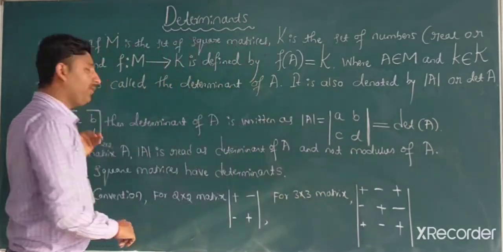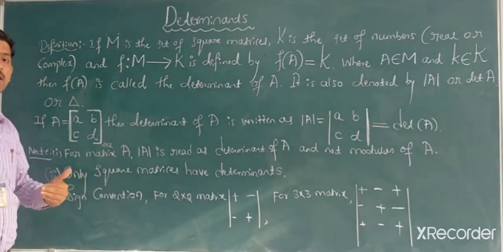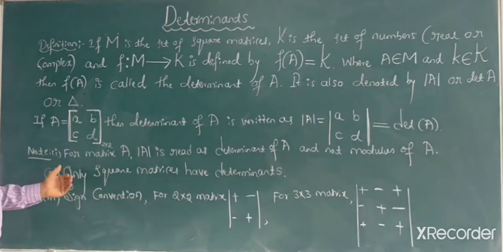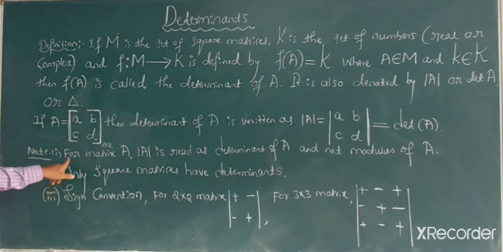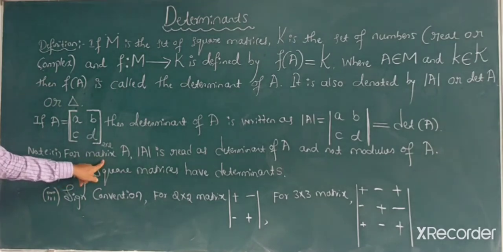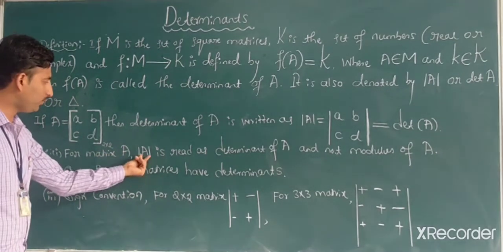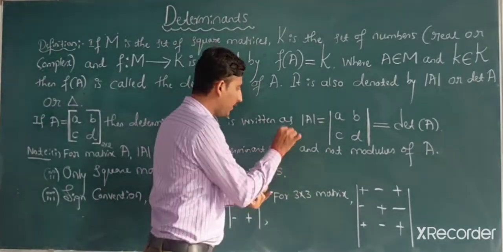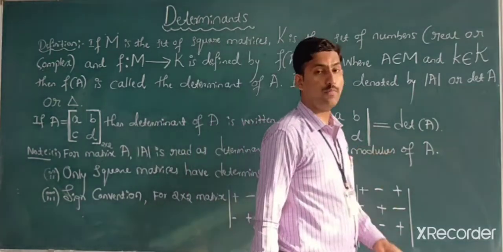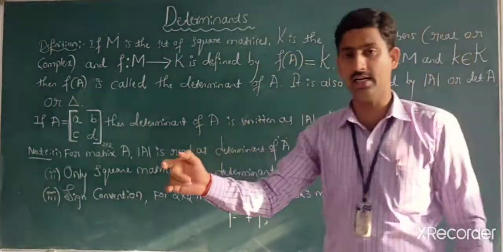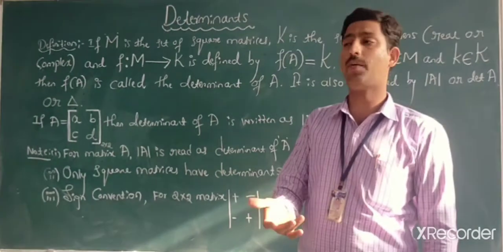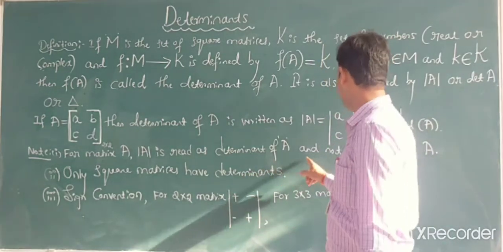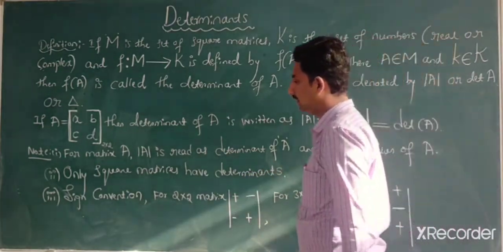Some notes are important while studying the topic of determinants. I have written three notes which are very important for your memory. The first note says that for a matrix capital A, the two lines with A, that is the determinant of A, is read as determinant of A and not modulus of A. Because in first year it was modulus of A, but in the case of determinants, that value is nothing but determinant of A and not modulus of A.